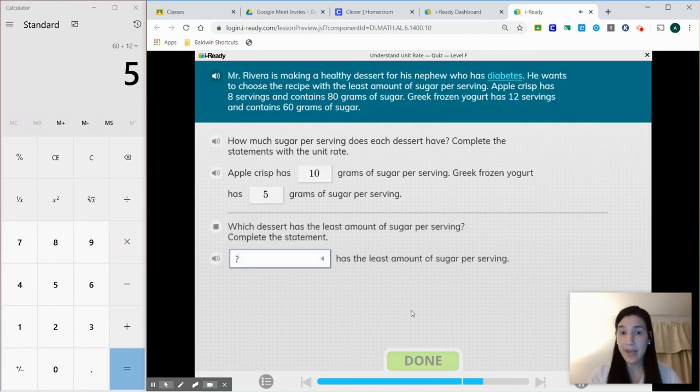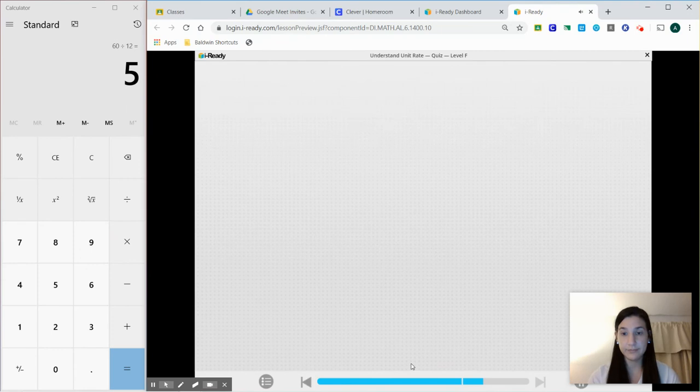Now we have to compare. Which dessert has the least amount of sugar per serving? So the least amount of sugar is the lower number. So 5 is the lower number, and it goes with the Greek frozen yogurt. So we're going to select Greek frozen yogurt and hit done.